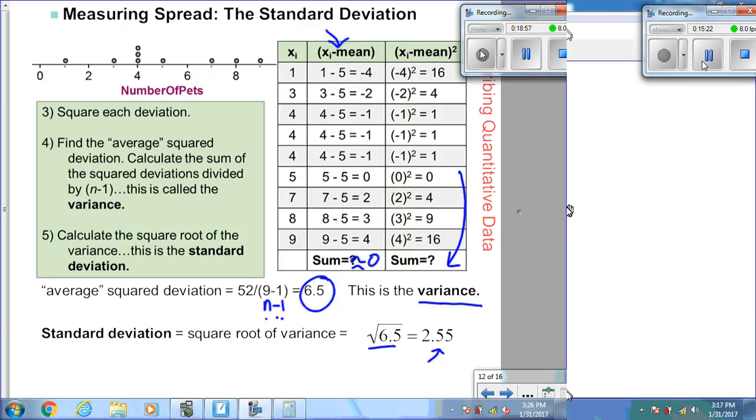We talked about the symbols for mean. For sample, it's x bar. For population, it's mu. So for standard deviation, for the sample, it's s with a sub x, and for population, it's sigma. So make sure you go ahead and learn those symbols as well.